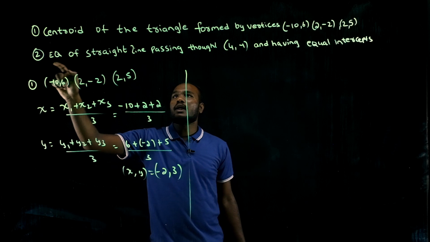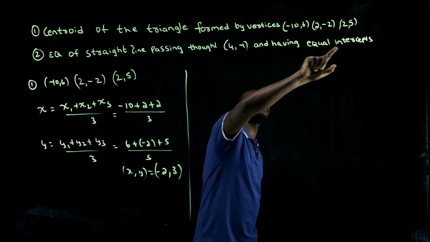Okay, let's go to the second question. Find the equation of a straight line passing through this point and having equal intercepts.